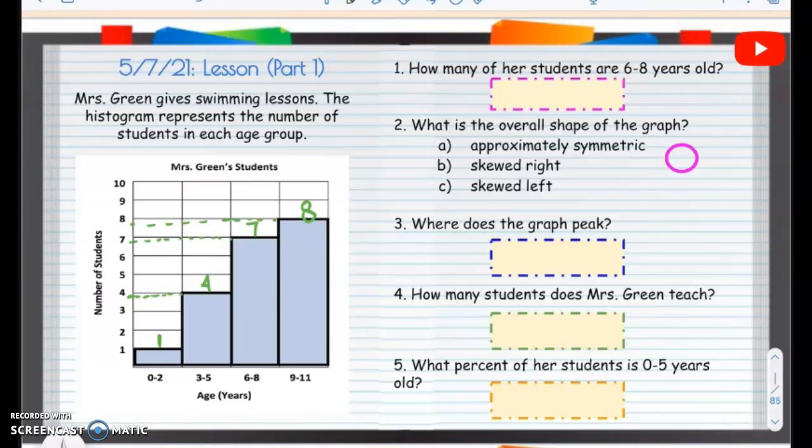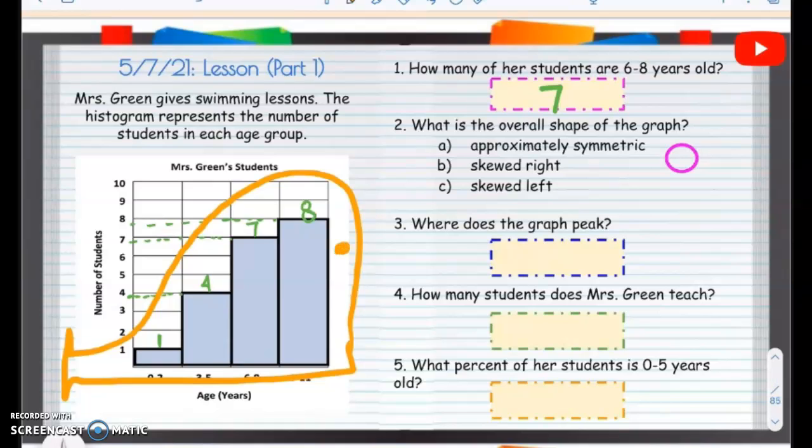How many of her students are 6 to 8 years old? So 6 to 8 years old, here's the years. How many of the students are that? 7 of them. So all we're going to put is 7 here. You can put 7 students if you want. All right, skewedness. We're going to draw our whale. Here's our whale. Where's the tail of the whale? The tail is on the left, so it is going to be skewed to the left. Skewed left.